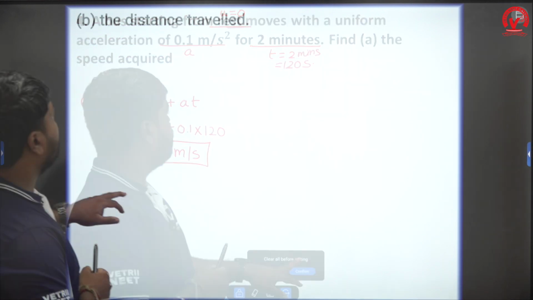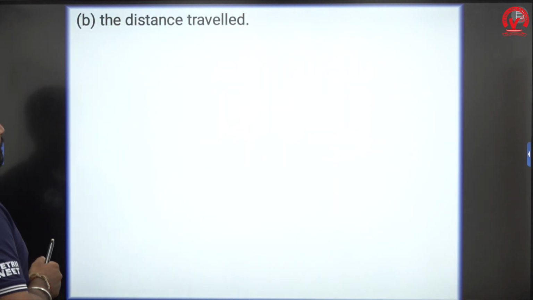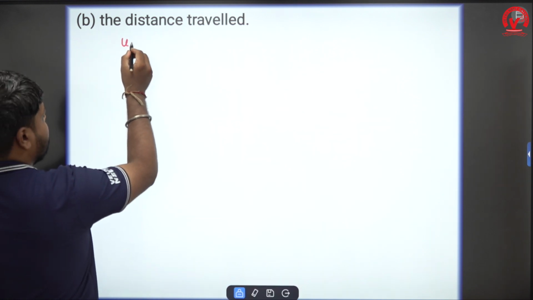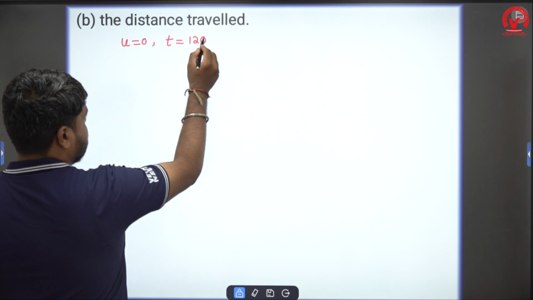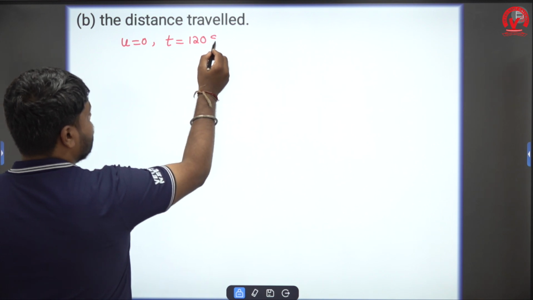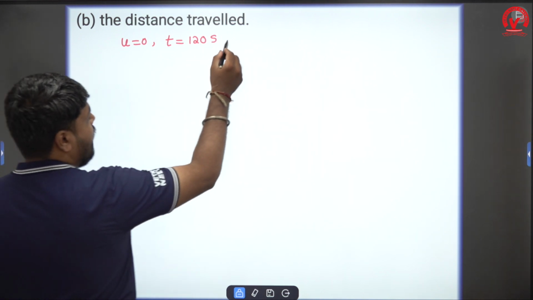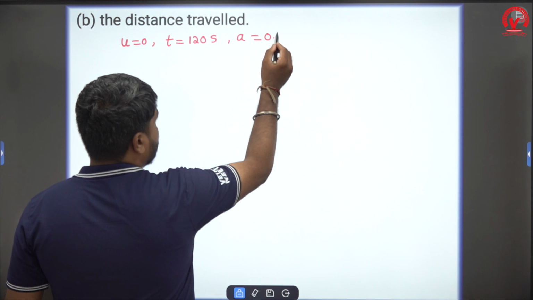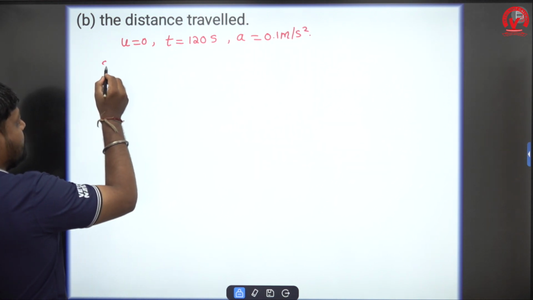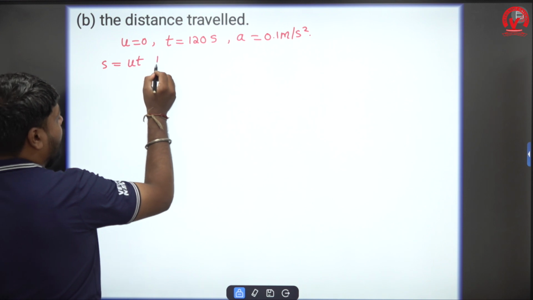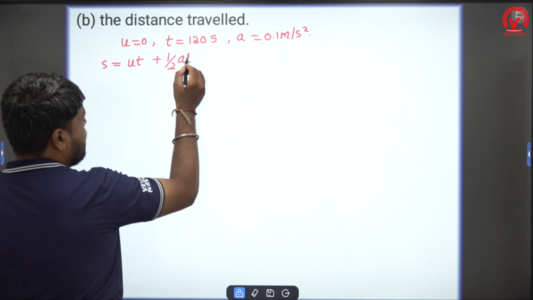Next, the distance traveled. They are asking for the distance traveled. So u is equal to 0 here, and time is equal to 120 seconds, 2 minutes, right? So what is a? They have given 0.1 meter per second square. So what is the formula? S is equal to ut plus half at square. This is the second equation, right?